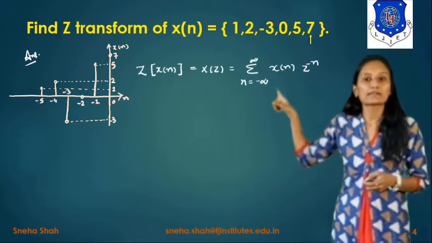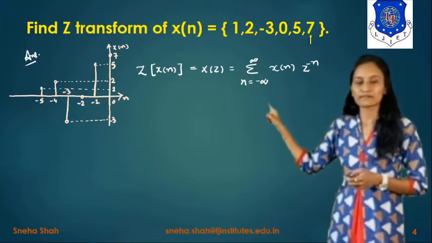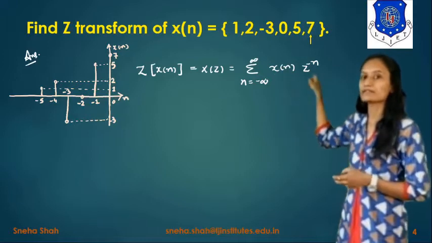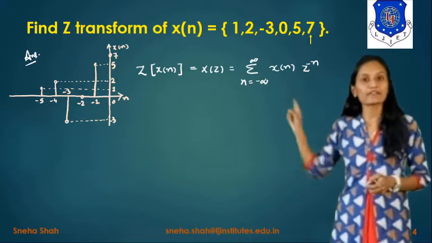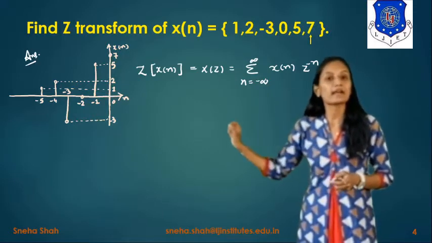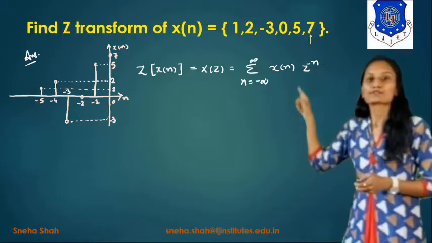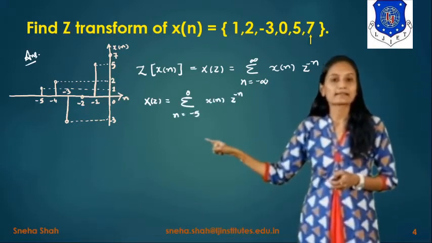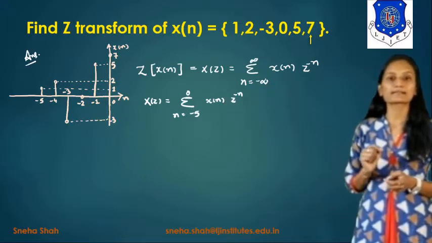Starting with the equation of the bilateral Z transform, which is the Z transform of X of n equals X of z, its value is summation n equals minus infinity to infinity X of n into z raised to minus n. In this equation, we change the range of n according to this graph. So what will be the range of n? n's range will be minus 5 to 0. So this will be converted to the form X of z equals summation n equals minus 5 to 0 X of n into z raised to minus n.